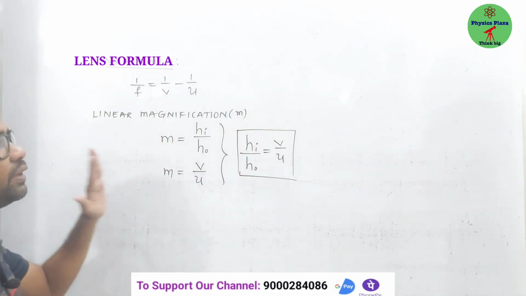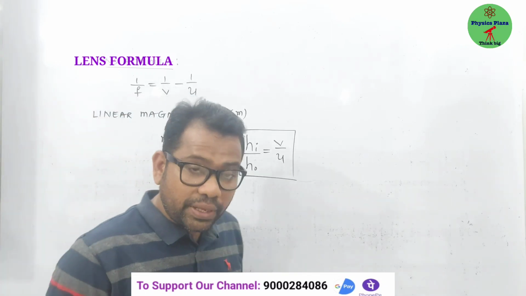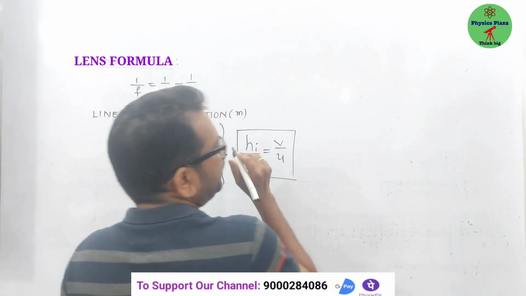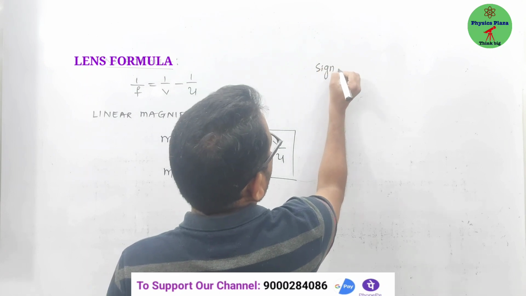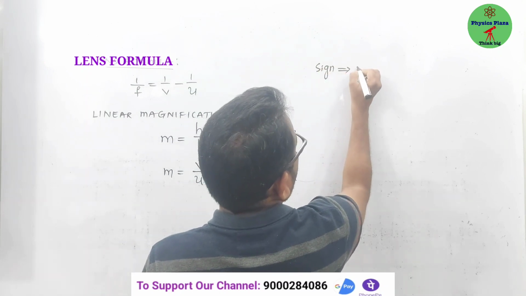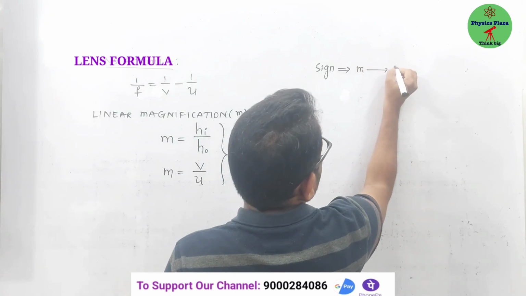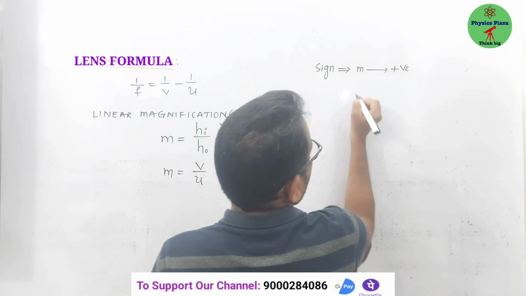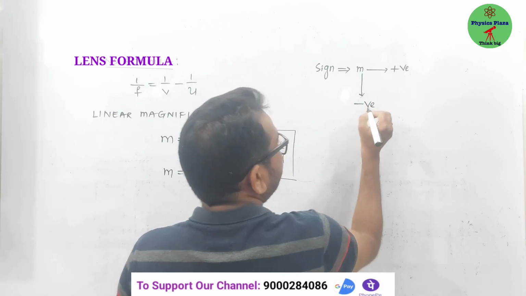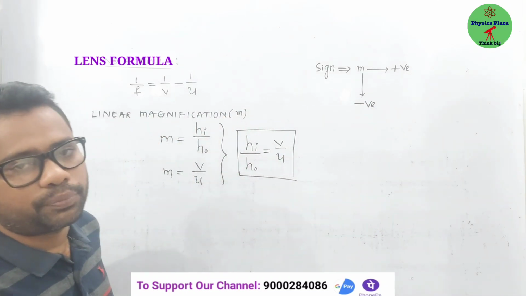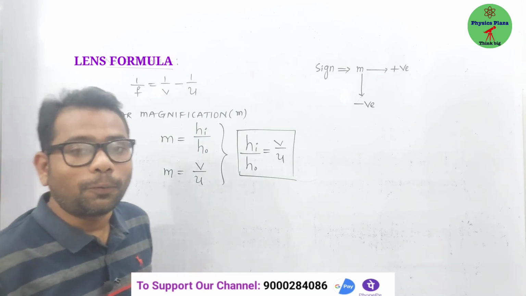Now, what is the importance of linear magnification? The very important thing is that by knowing the sign, whether it is positive or negative, very, very important. Look here. See, children, m can be positive, and m can be negative also. If the m value is positive, what does it mean? If the m value is negative, what does it mean?